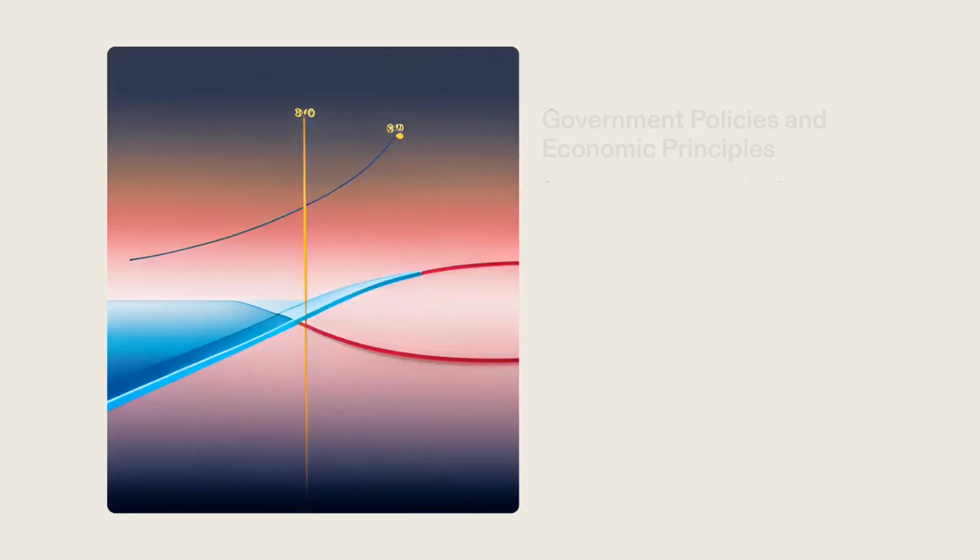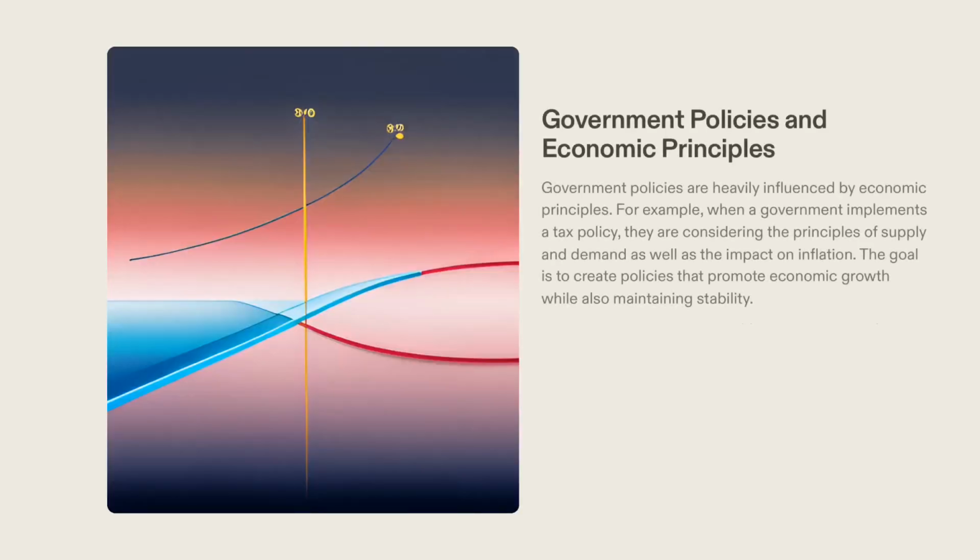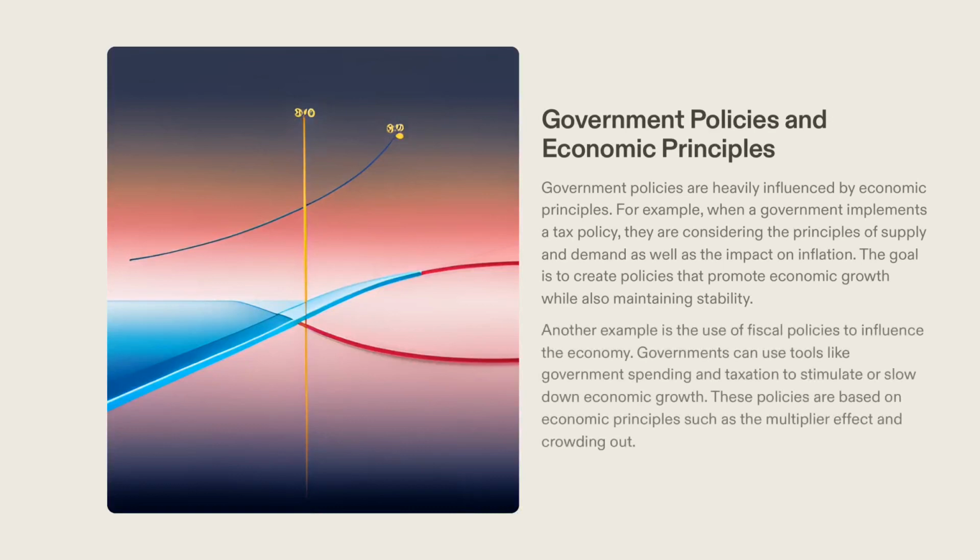Government policies have a major influence on economic principles, using taxation and other fiscal policies to adjust the speed of economic growth. These policies take into account the principles of supply and demand, as well as the impacts of inflation. Fiscal policies are in turn strongly influenced by economic principles, such as the multiplier effect and crowding out, which are necessary for maintaining stability and promoting economic growth.